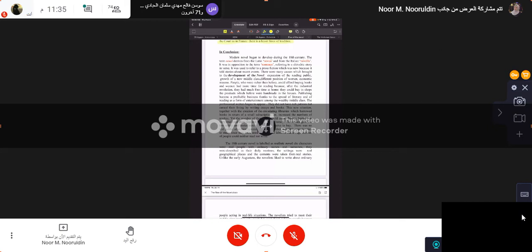In conclusion, the modern novel began to develop during the 18th century. The term novel derives from the Latin novus and from the Italian novella. It was in opposition to the term romance, referring to the chivalric story in verse. It was used to refer to prose fiction, which was new because it told stories about recent events. There were many causes which led to the development of the novel.